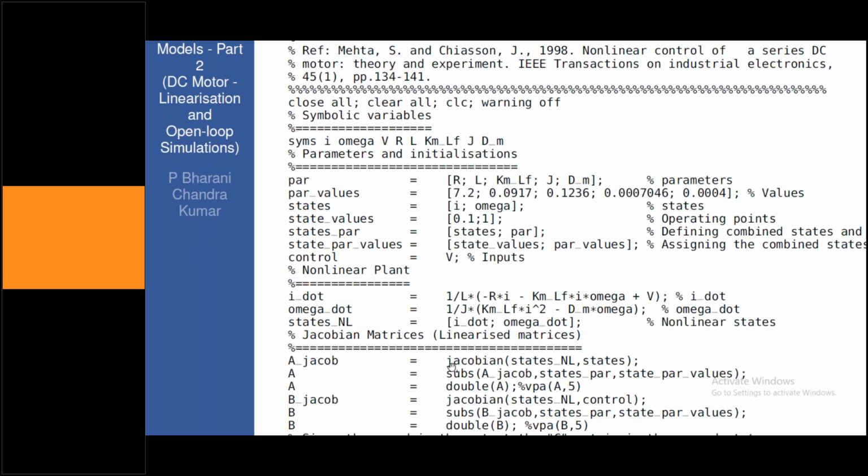So A Jacob is the Jacobian matrix. I have to take the partial derivative of the state derivatives with respect to the state. This is what is happening. Then I substitute the corresponding parameter values into the A Jacobian I get, which I am calling from here. Similarly for B, B deals with the control, so that is where the control comes into the picture: dou G by dou U, and so on.